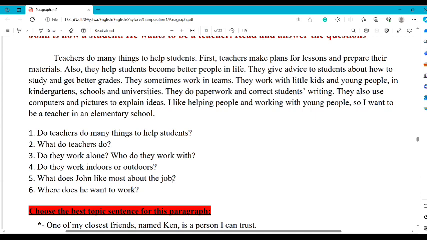What does Joan like most about the job? He likes helping people and working with young people. Okay, don't forget to add S to the verb. He likes. Okay, thank you. Number six. Where does he want to work? He wants to be a teacher in an elementary school. Thank you so much for answering these questions.